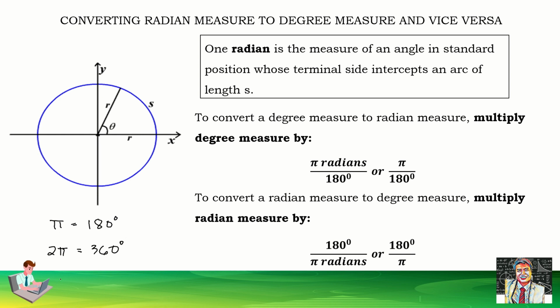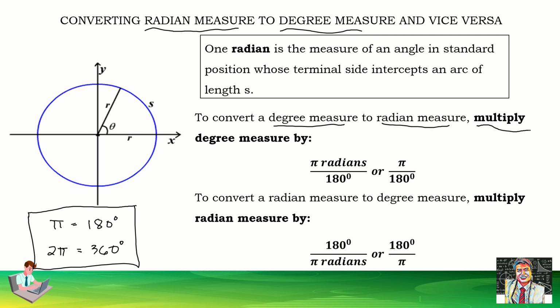Okay? So, always remember yan, ha? Na pi, in terms sa angle, pi is equivalent to 180 degrees. Okay? So, ngayon, ang formula in converting radian to degree measure and vice versa. Kaya ito yung mga formula. To convert from degree, ibig sabihin, kapag degree ang given mo, i-convert mo to radian measure, ang kailangan mo lang operation is multiply the degree measure, ibig sabihin yung given degree, to pi radians over 180 degrees or pi over 180 degrees. Diyan mo lang siya i-multiply.